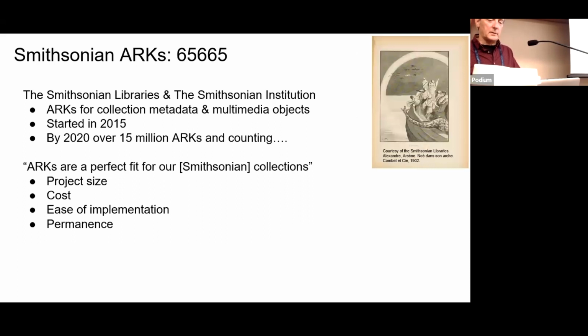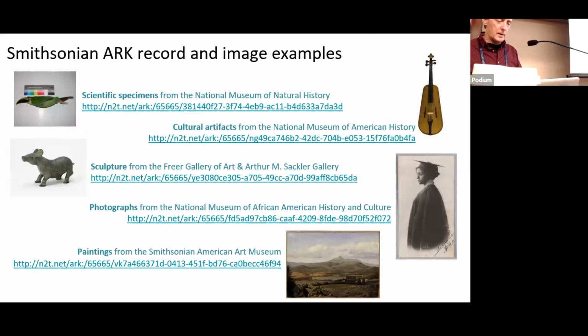So here's a second use case or case study. This is for the Smithsonian Institution, whose NAN is 65665. Here you can see their NAN appearing in each one of their ARKs. It's a little small because they have long ARKs.